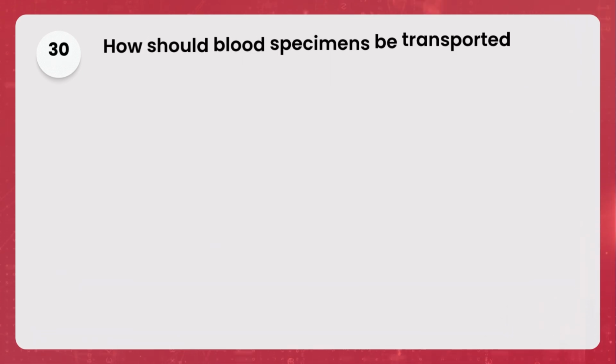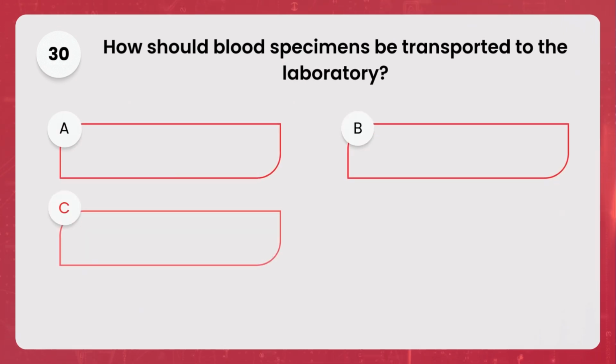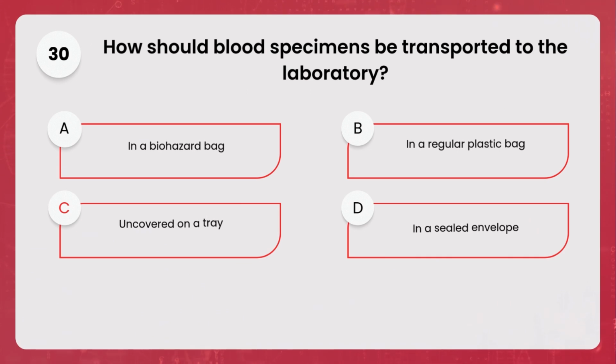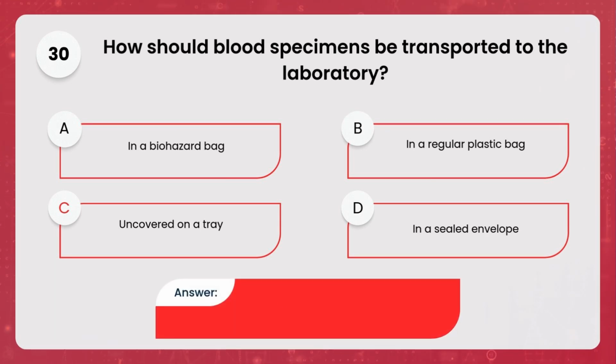Number 30. How should blood specimens be transported to the laboratory? A. In a biohazard bag. B. In a regular plastic bag. C. Uncovered on a tray. Or D. In a sealed envelope. The answer is A. In a biohazard bag.